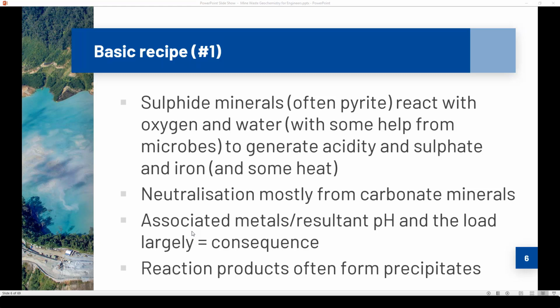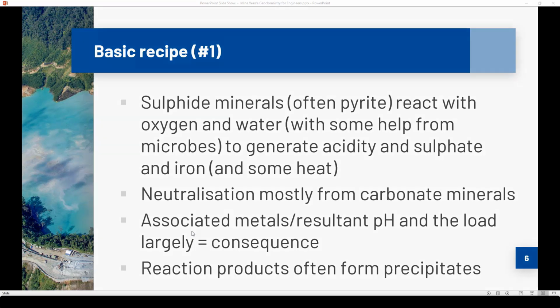Associated with the generation of acidity, in most cases, we have neutralization that occurs. And that neutralization is usually from coexisting carbonate minerals. The resultant pH from that process depends on the balance between the reactivity of the acid-generating sulfides and the neutralizing minerals such as the carbonates. Based on that associated load and/or pH, we get differing consequences. And very importantly for our designs too, those reaction products often form some precipitates.